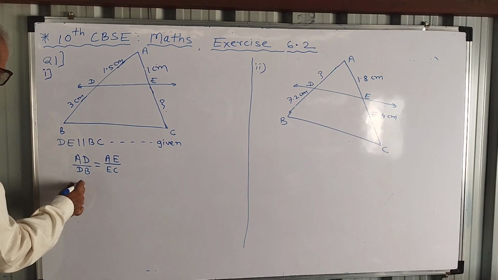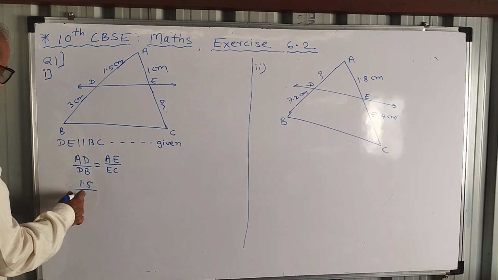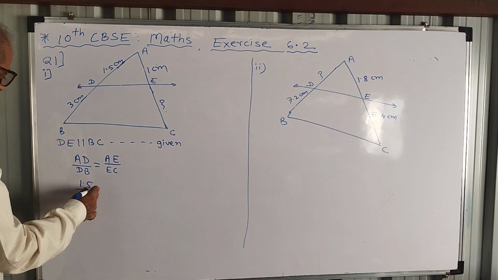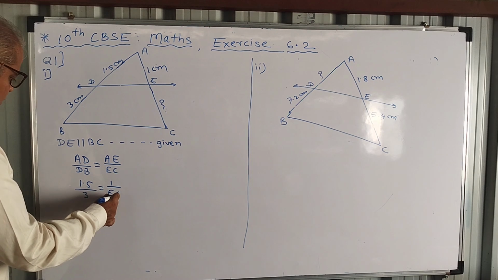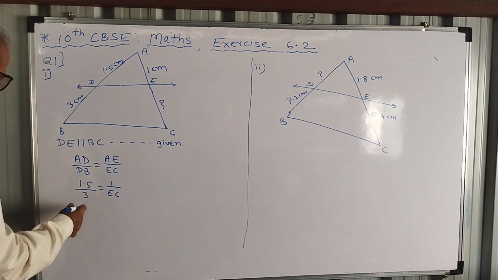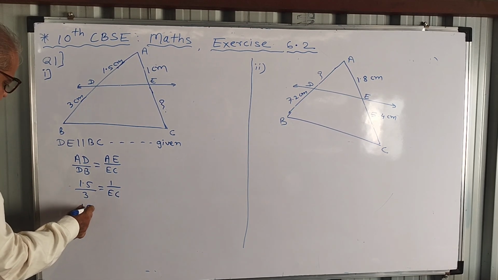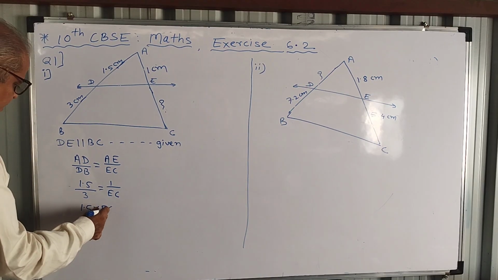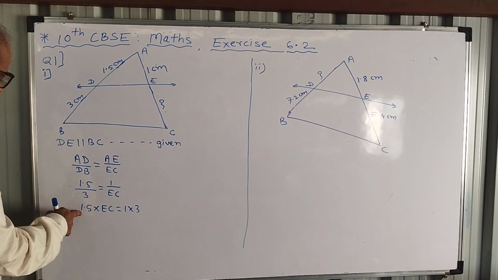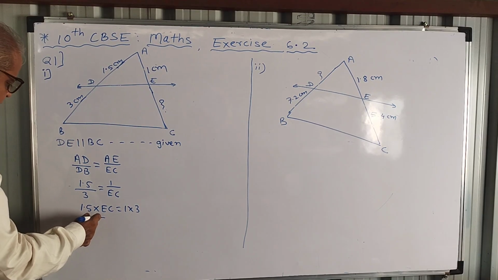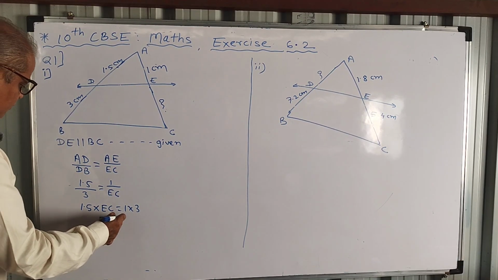AD is 1.5, BD is 3, AE is 1, EC is to be found out. So cross multiplication, 1.5 into EC is equals to 1 into 3. Now transfer this 1.5 there. So EC is equals to 3 upon 1.5.